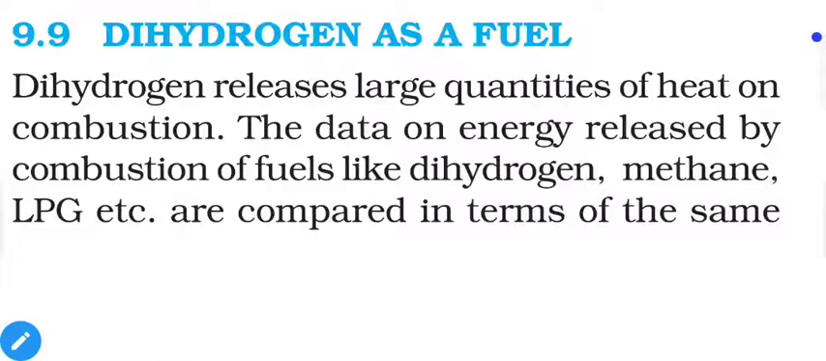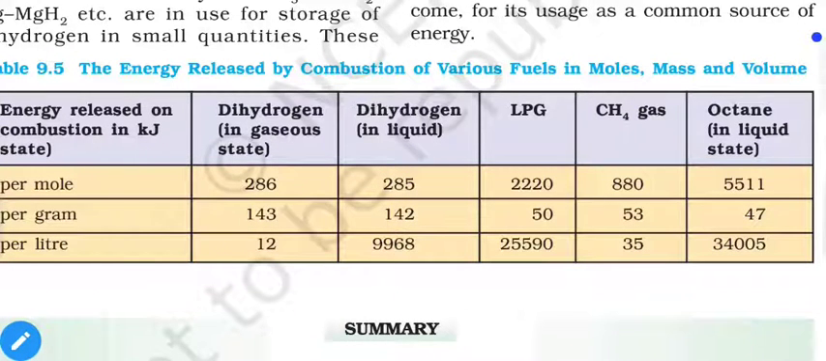Then our last topic is dihydrogen as a fuel. We already know that hydrogen is a flammable gas and it can release a comparatively high amount of heat. So using this property of hydrogen, we can use hydrogen as fuel. But we have some problem with hydrogen and we can discuss that problem with the data mentioned in the table. So in this table, there is a comparison between dihydrogen in gaseous state, in liquid state, LPG, methane and octane. Octane, that means petrol. Petrol is a hydrocarbon and it contains an 8 carbon chain, that's why it is referred to as octane.